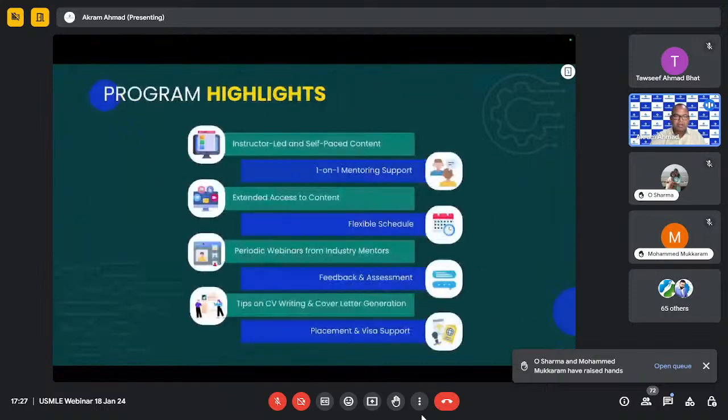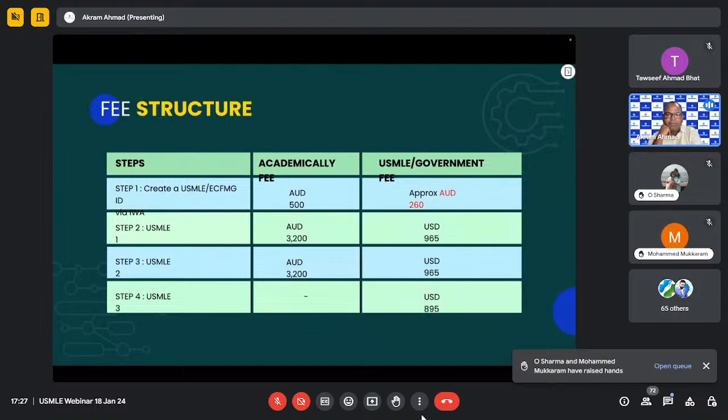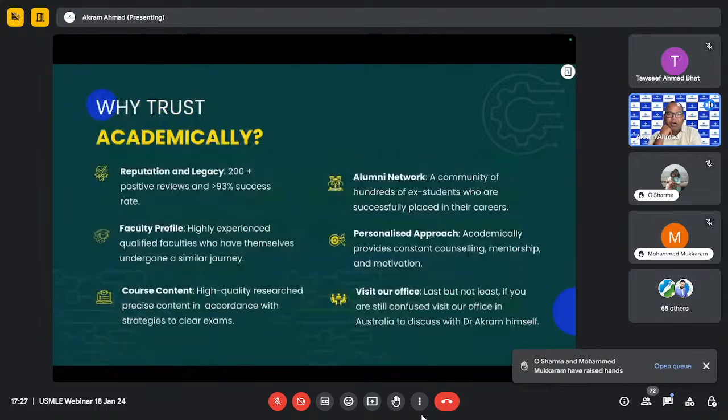Exam centers, you can go here. And these are some of the program highlights we provide. The fees, we have a scholarship. I highly recommend it for all students, whether you join us or not: attend our free Academically scholarship test, so you will know what kind of questions they are going to ask in this exam. So far, up to 93% of students pass from different courses with us.